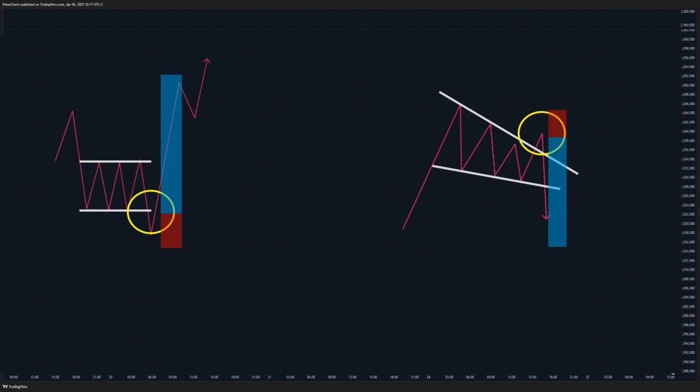These zones don't just appear randomly. They can signal whether the market is about to reverse or continue in its trend. Understanding how to read them properly can give you a major edge in your trading.